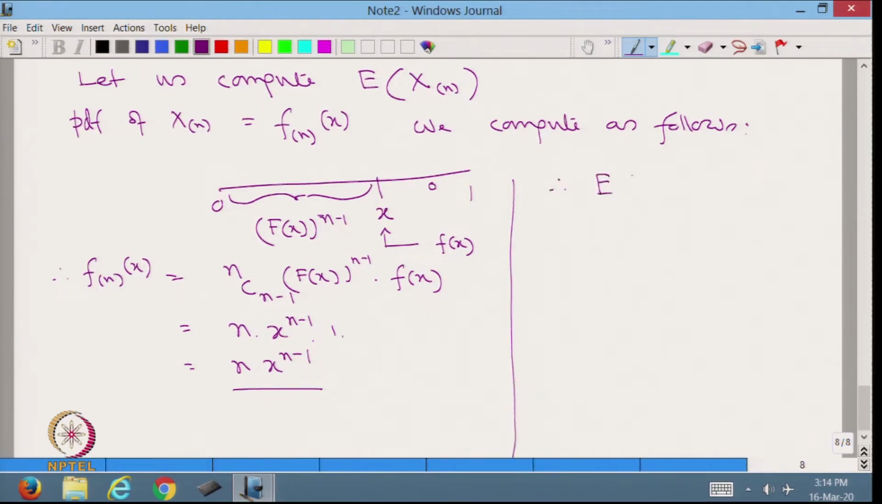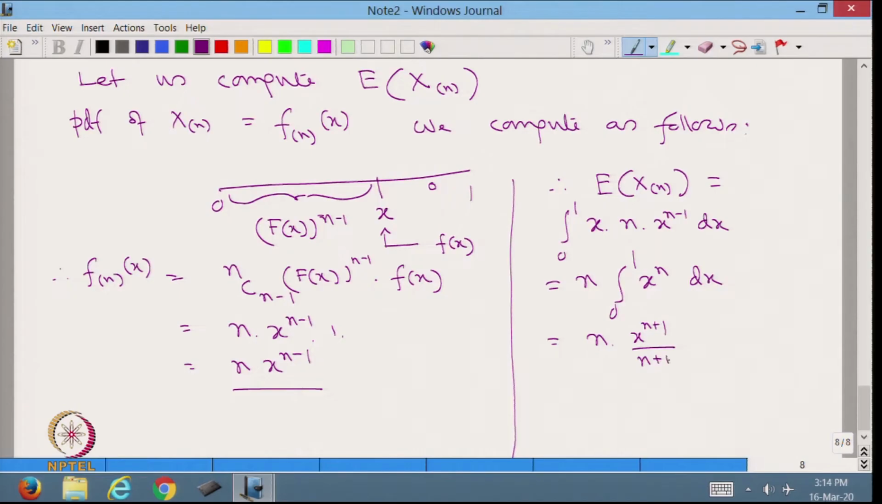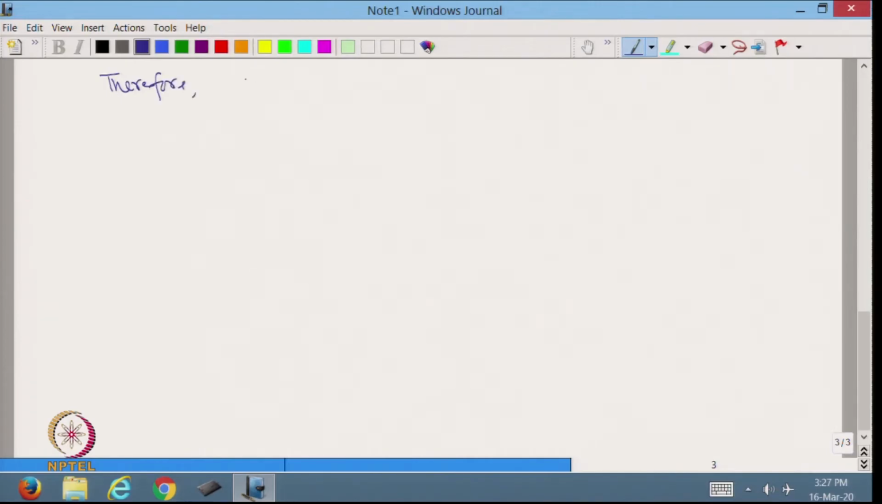Therefore, the expected value of Xn is the integral from 0 to 1 of x n x^(n-1) dx, which is n times the integral of x^n dx, which is n times x^(n+1)/(n+1) from 0 to 1, equal to n/(n+1). Therefore, the expectation of X1 is 1/(n+1), and the expectation of Xn is n/(n+1).